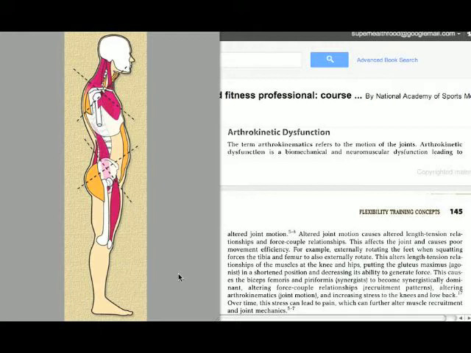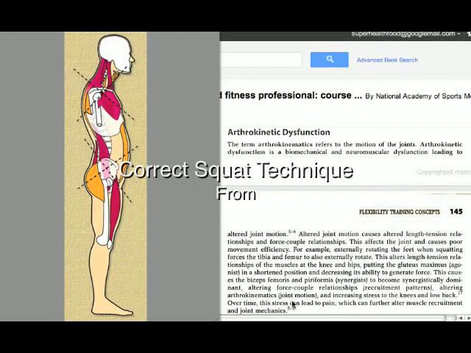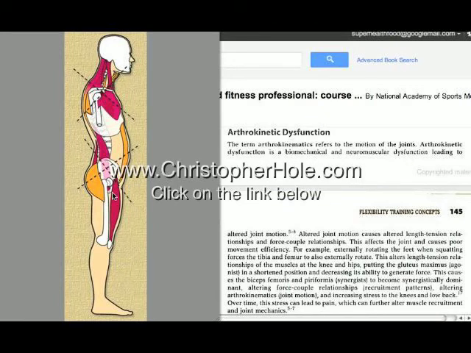Now in this video I'm not going to tell you the whole ins and outs of how to squat correctly. That's not the purpose of this video. I just want to get across to you one fundamental principle of how to squat properly by talking about arthrokinetic dysfunction. Now don't worry about that term, you don't have to know that. But what I do want to talk about is squatting, and it's held within this little paragraph here, and that's what we're going to be talking about. And that's the reason we've got this picture here as well.